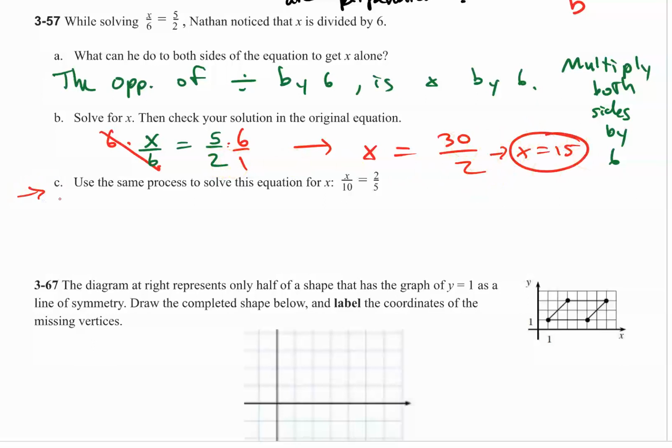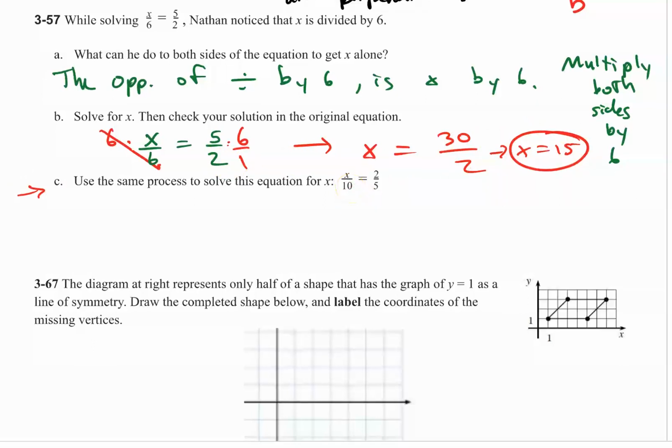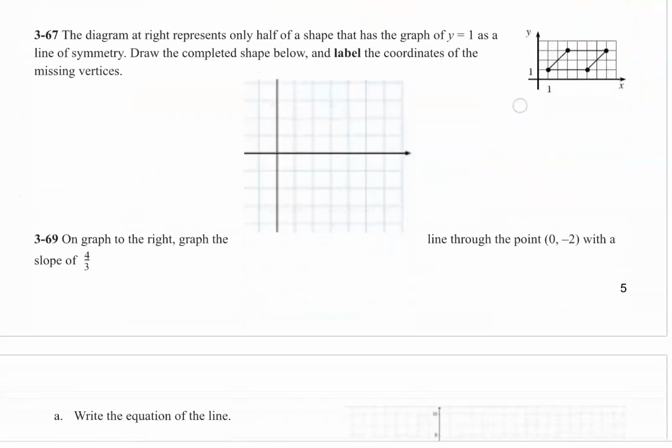Try C, same process. x divided by 10. So what do you multiply by? Okay. Draw and label. So let me redraw this.